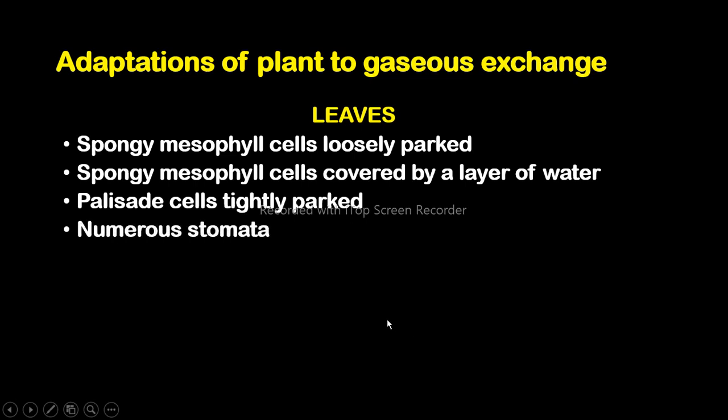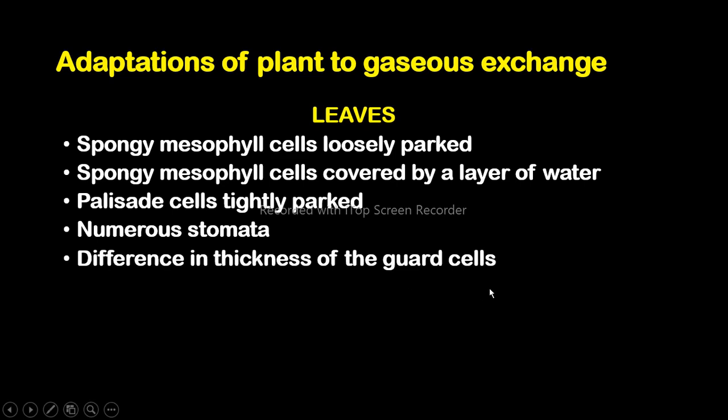Then numerous stomata. Yes, leaves have very many stomata. Remember, these are holes, these are channels over which the gases will pass both in and out. They work the same way as your nasal pipes. You know your nose? Those nostrils also allow entry of air and exit of air. So the same applies to these ones. Leaves have very many, and these numerous stomata do increase the rate of respiration.